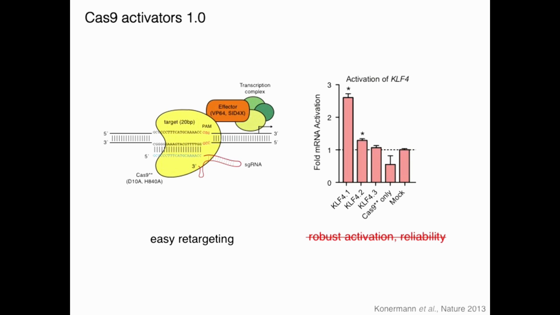So the previous generation of Cas9 activators, done by many groups, essentially was this very naive N or C terminal fusion of VP64, these transcriptional activator domains, to the Cas9 protein. And although this gave us really easy retargeting as opposed to previous generations of using zinc finger or TALE transcriptional activators, this actually still did not meet the requirements of robust activation and reliability. Here's a typical gene, trying to activate KLF4, and you find that you get very inconsistent activation across guides, but also not very high fold change.